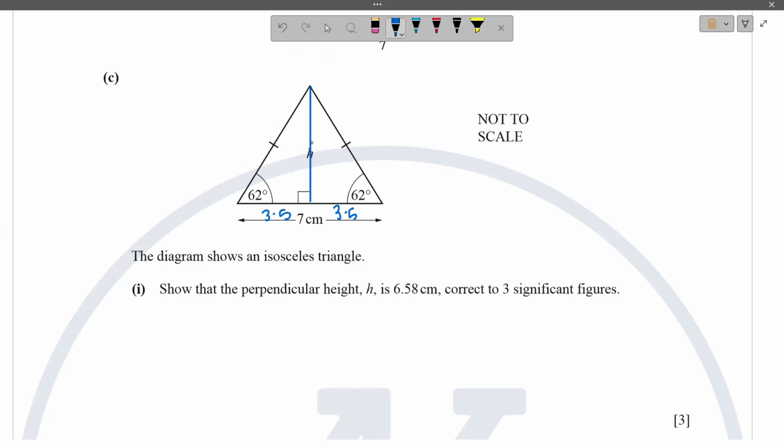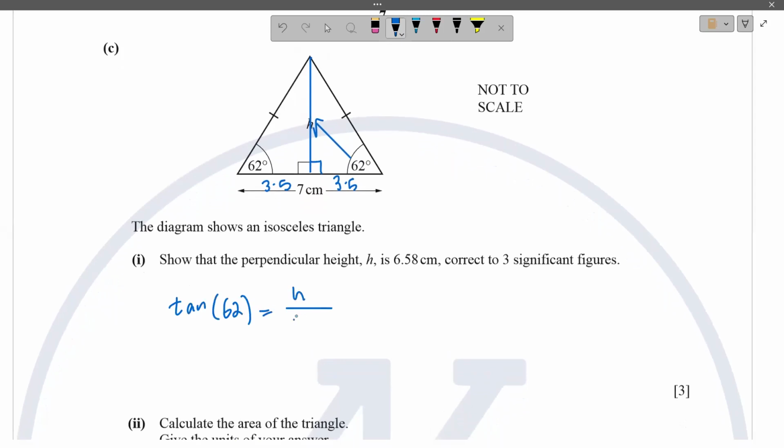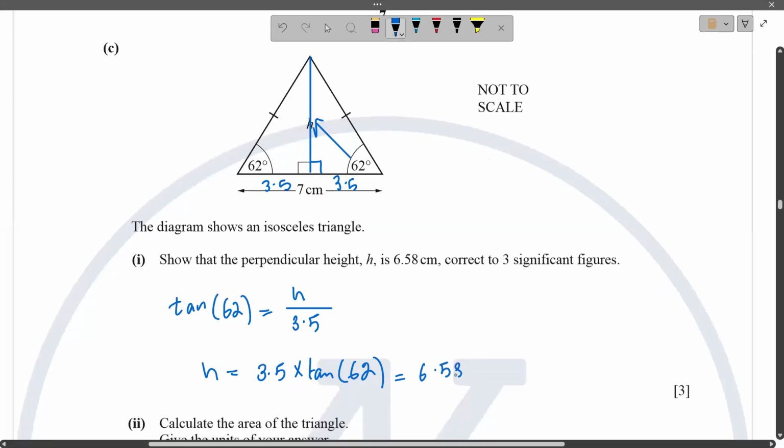And then let's get the side from this right angle triangle. We need to get the opposite and we have the adjacent. So I'm going to use tan 62 equals opposite over adjacent. So the height equals 3.5 multiplied by tan 62, which is 6.5825, which is equal to 6.58.